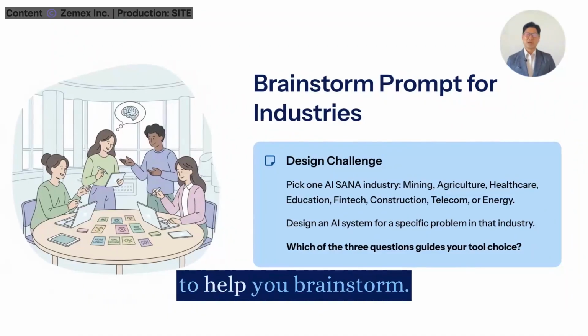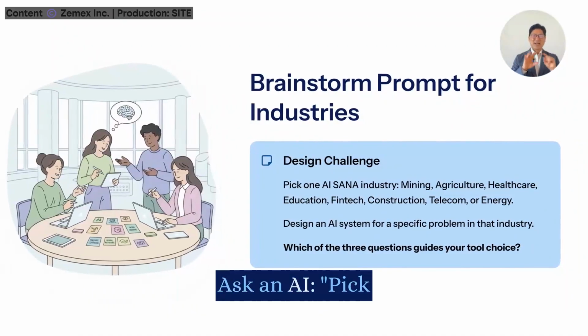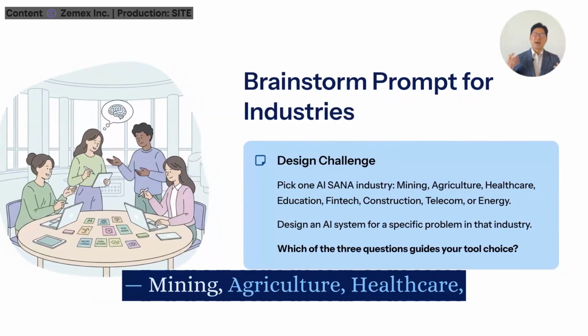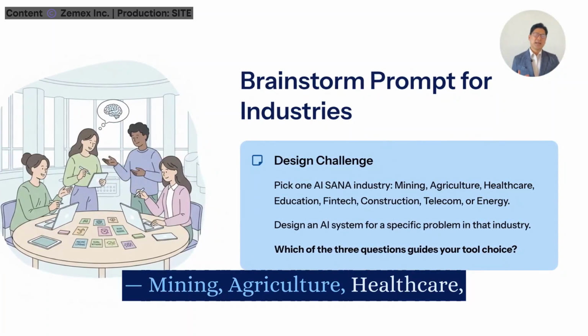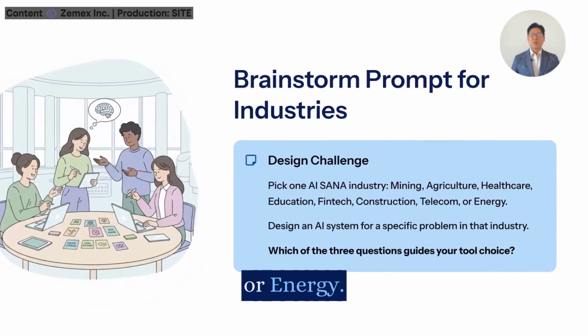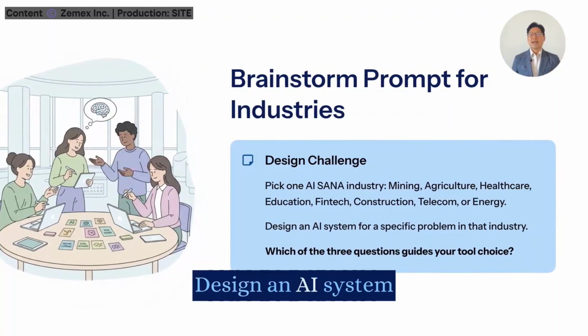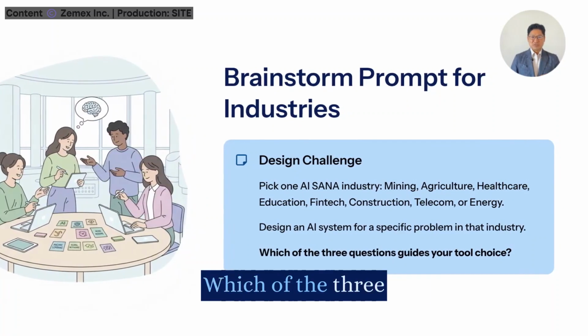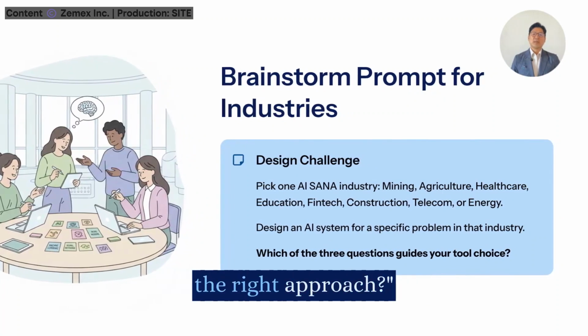Here is a prompt to help you brainstorm. Ask an AI: Pick one AI Sana industry: mining, agriculture, healthcare, education, fintech, construction, telecom, or energy. Design an AI system for a specific problem in that industry. Which of the 3 questions helps you choose the right approach?